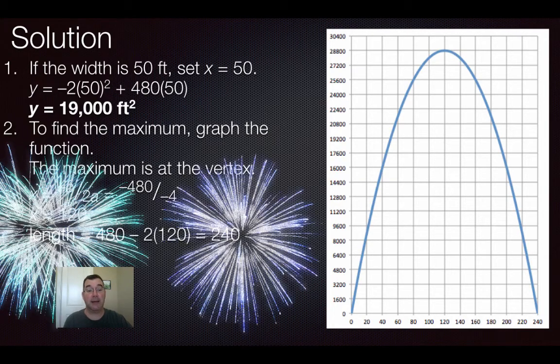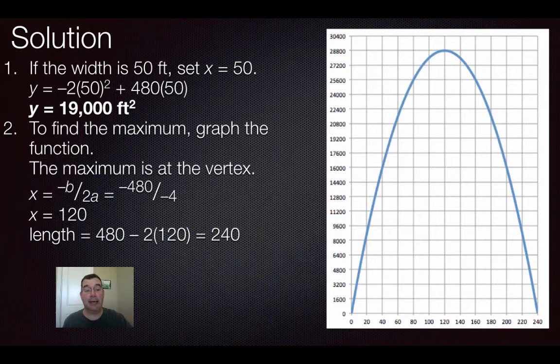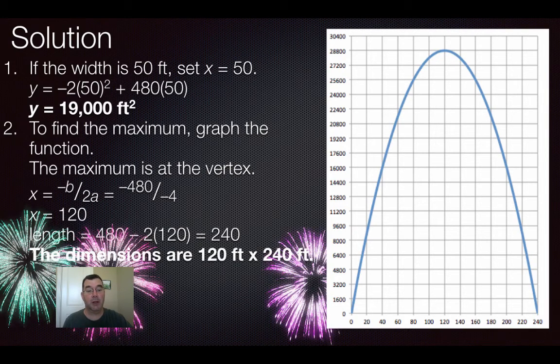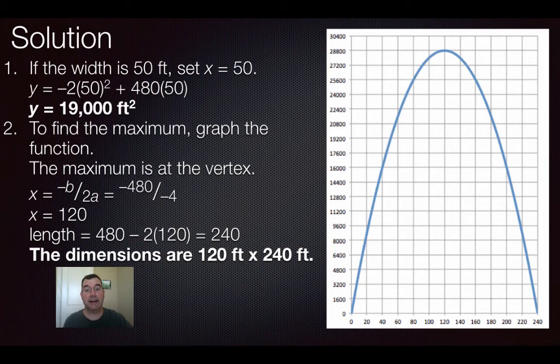Now what's the length? I'm going to take that width and double it, because there are 2 widths that are 120, and subtract that from the 480 feet of fencing that I had to start with. That leaves me with 240 feet of fencing for the length. So the dimensions of that fenced-in area are going to be 120 feet by 240 feet.